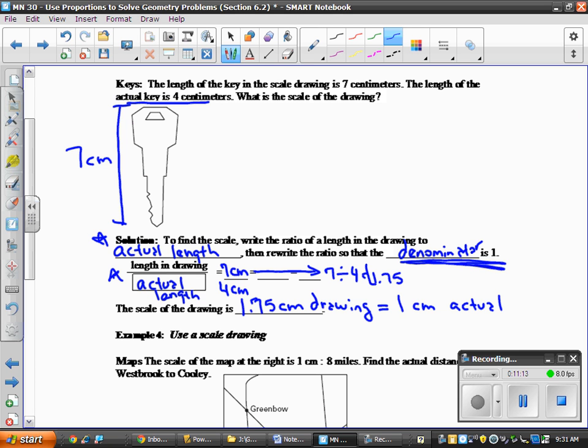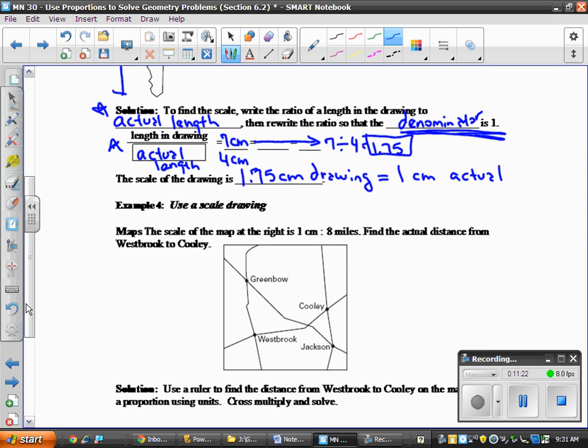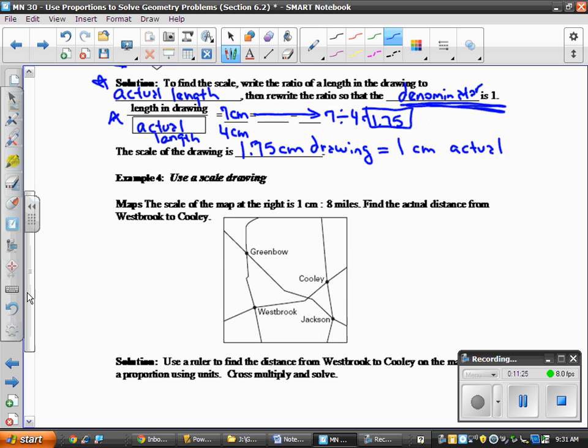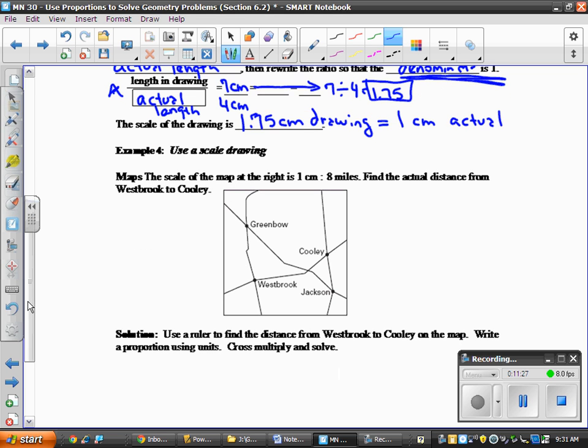But this right here, this is technically what we would call the scale, and the scale really is just comparing two items. Down here, it says use a scale drawing. And I know now with MapQuest and Google Maps, we don't use scales as much in maps, but it still comes in handy. It says the scale of the map on the right is 1 centimeter equals 8 miles. So for every 1 centimeter, it's 8 miles. Find the actual distance from Westbrook to Cooley.